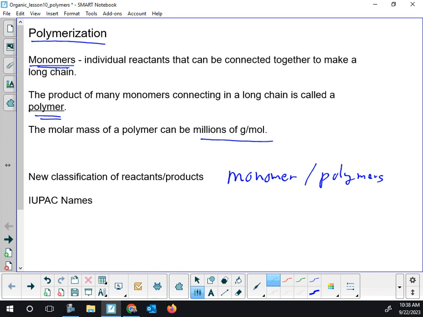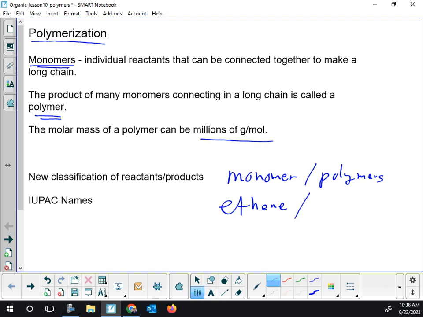The actual IUPAC names: the monomers would be named just like you've been learning through organic chemistry. So you might have that name as the monomer. You want to have double bonds in the addition polymer to study.